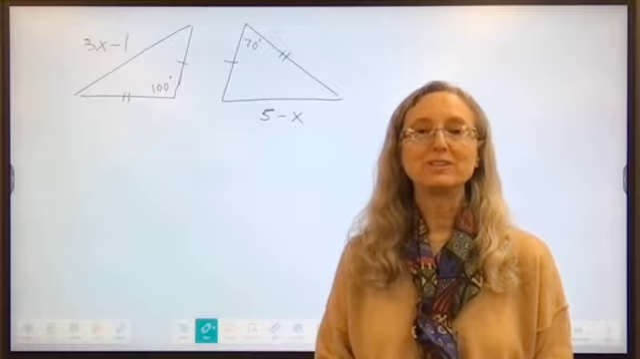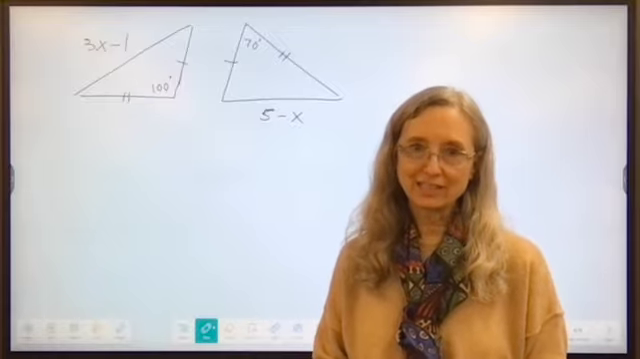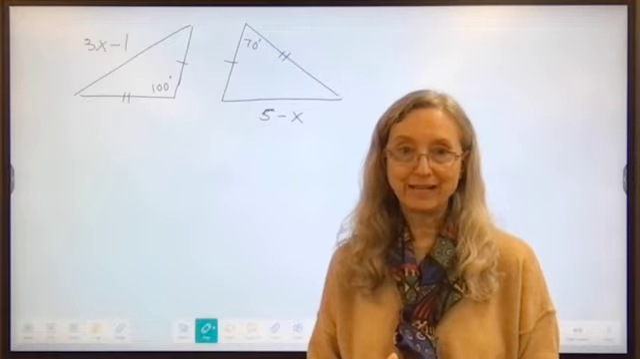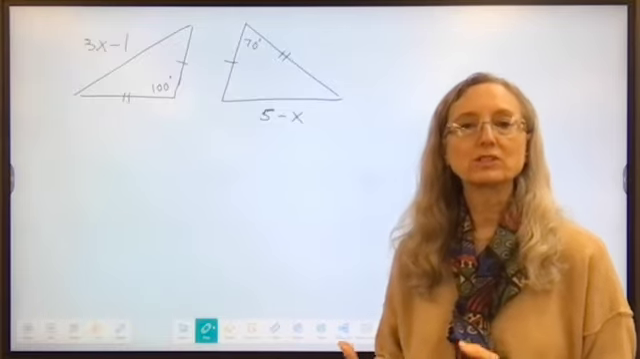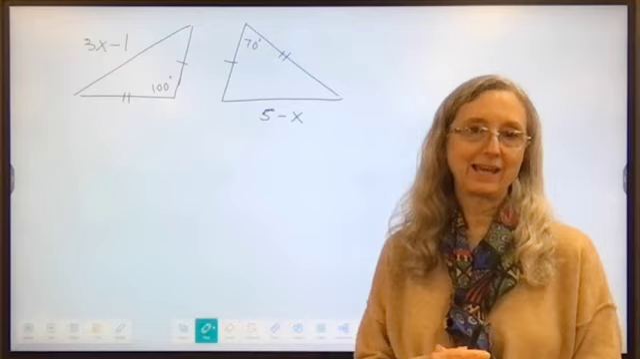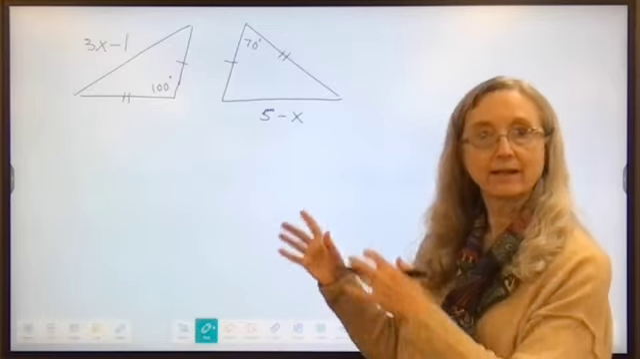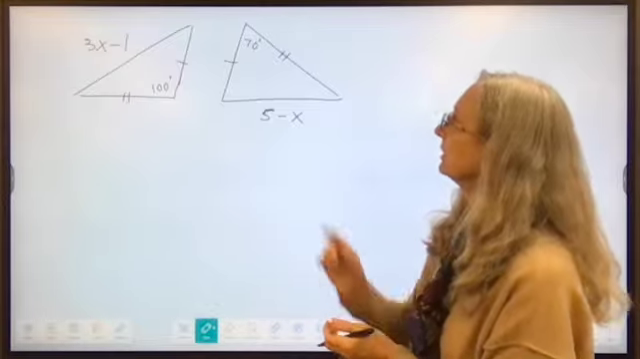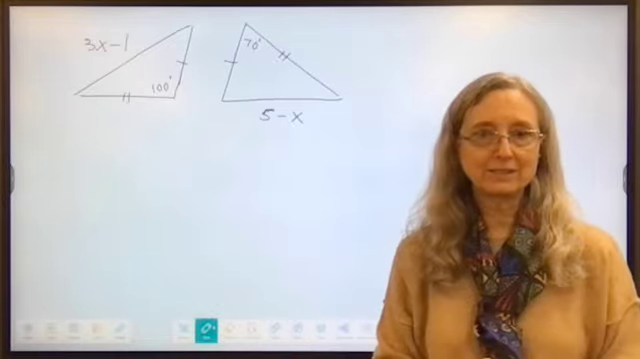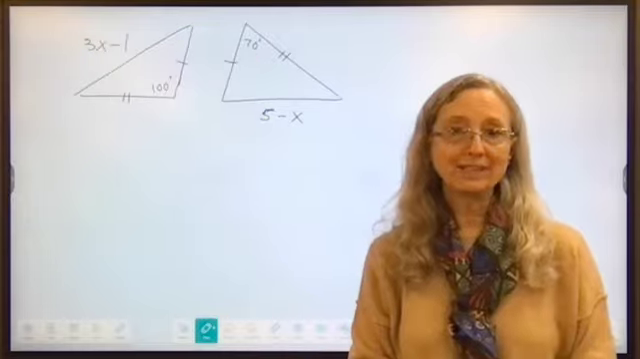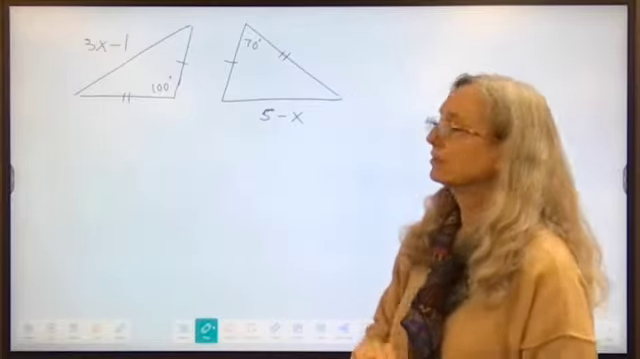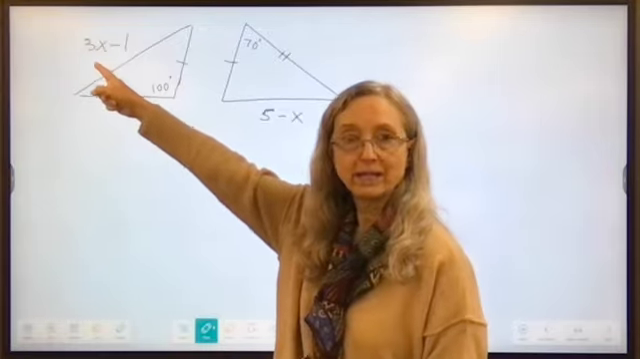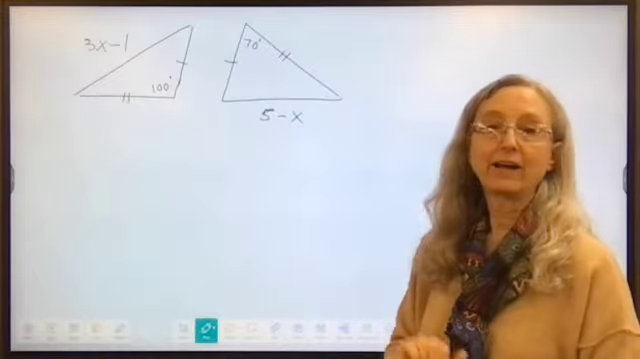Here's another application of the hinge theorem. You may be asked to give a range of possible values. In this case, we want to know the range of possible values for x. What could x be, and this diagram would still be accurate? Notice I have my two corresponding sides, and I'm given the included angle. This angle is greater than that one, 100 is greater than 70. That means 3x minus 1 has to be greater than 5 minus x.